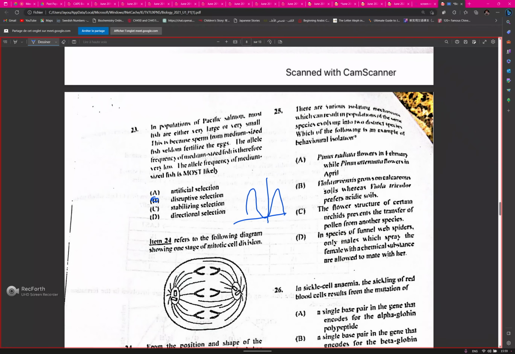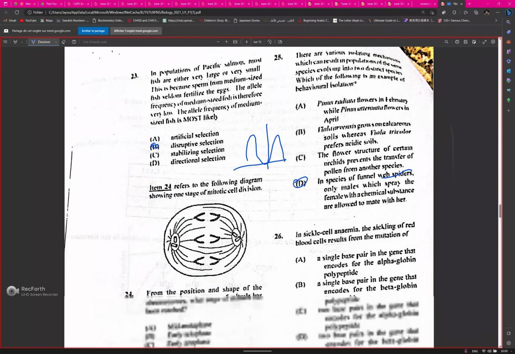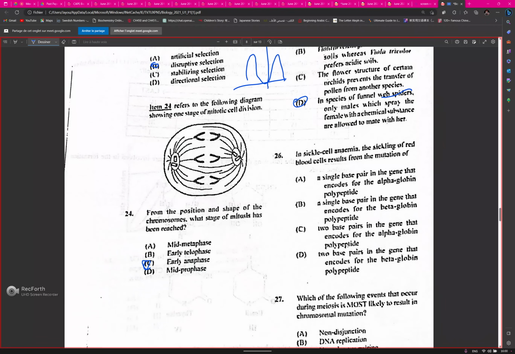Right? So here there are, I can't read this. Selective mechanisms which can result in one population of the same species turning into different species, right? Which of the following is an example of behavioral isolation? What's the answer? The spiders, right? C. D.